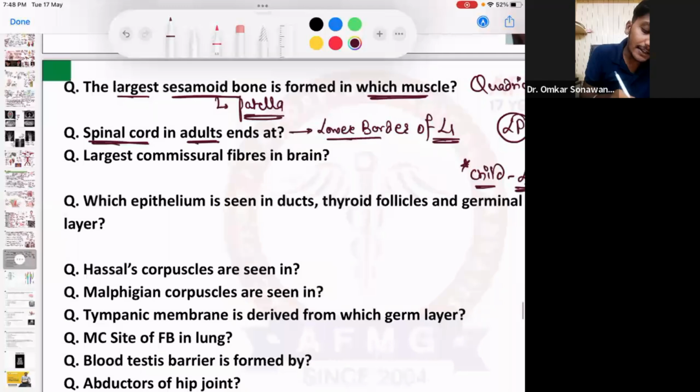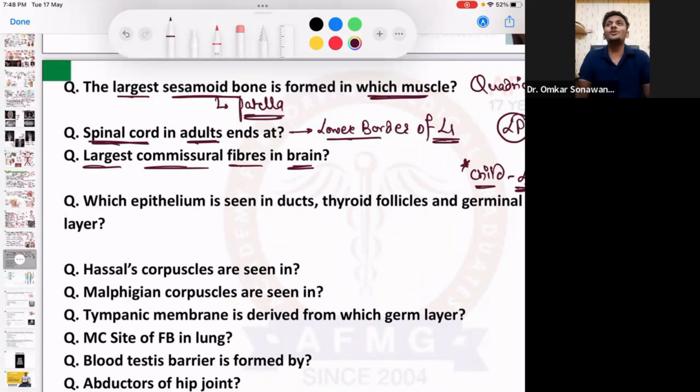Largest commissural fibers in brain. Quickly, these are one-liners. The C-shaped fibers which connect the two cerebral hemispheres are the corpus callosum. The largest commissural fibers in brain are the corpus callosum, and the fibers which connect Wernicke's area to Broca's area are known as arcuate fasciculus. Well done.